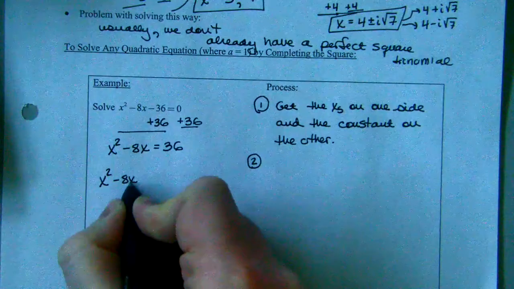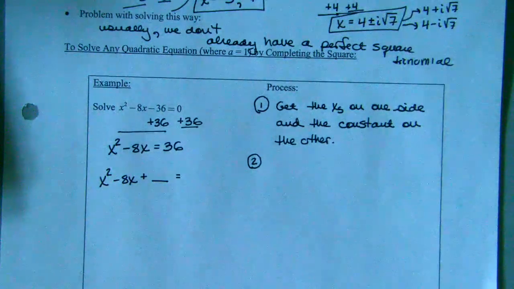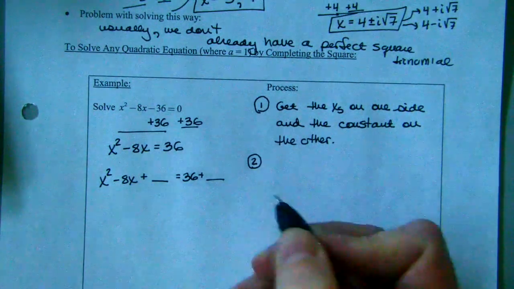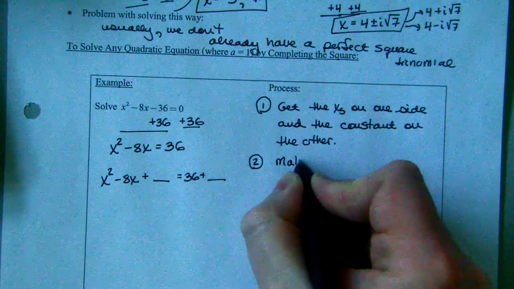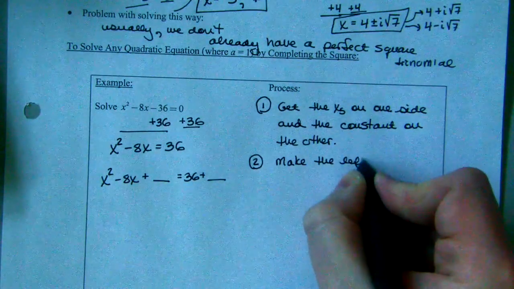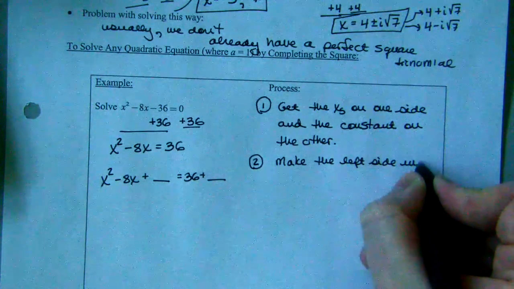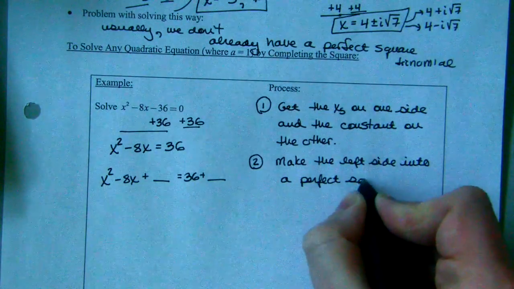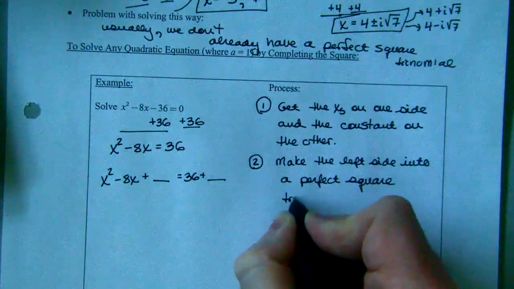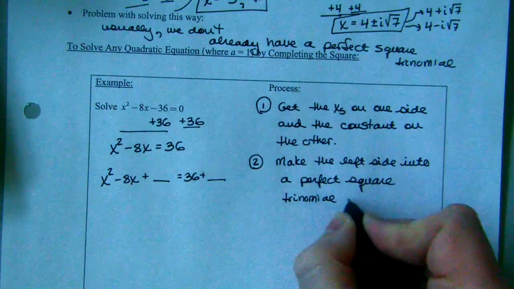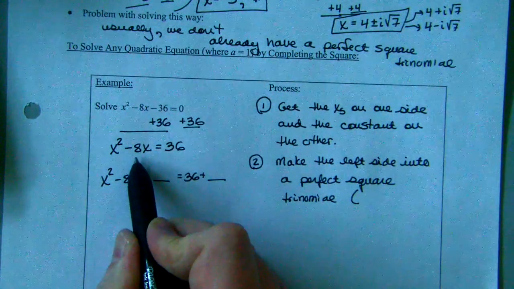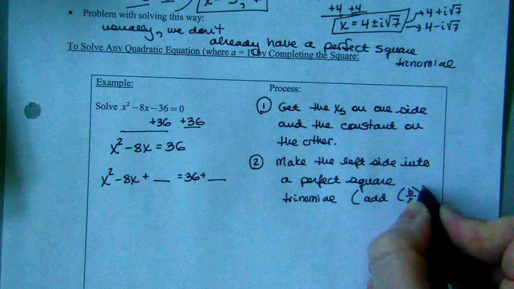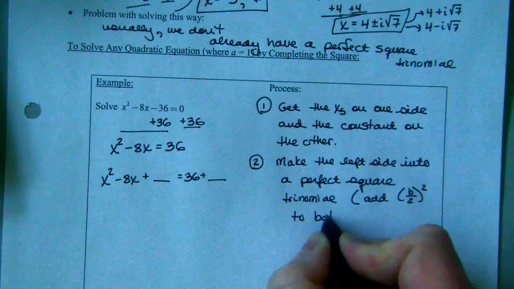I need to add something onto the left side to make this thing a perfect square trinomial. X squared minus 8x plus, I'm going to add something to that side. And of course, you're not allowed to just add something to one side of an equation, so I'm going to add that thing to both sides of the equation. Make the left side into a perfect square trinomial. And how do we do that? We do that by adding half of our middle number squared to both sides.